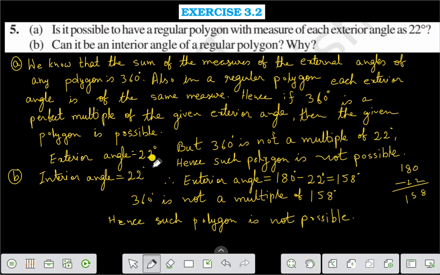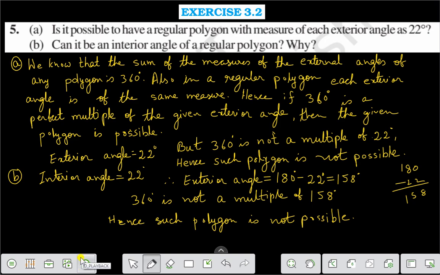Once again we are repeating. Here you see, is it possible to have a regular polygon with measure of each exterior angle 22 degrees? We know that the sum of the measures of the exterior angles of any polygon is 360 degrees. Also, in a regular polygon, each exterior angle is of the same measure. Hence, if 360 degrees is a perfect multiple of the given exterior angle, then the given polygon is possible.